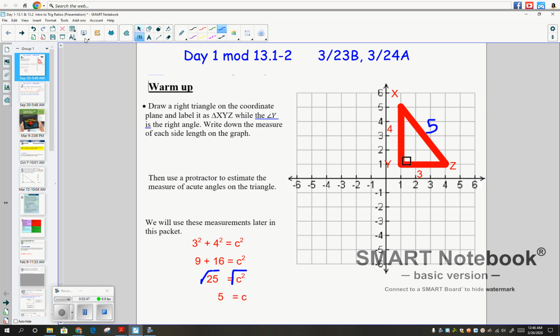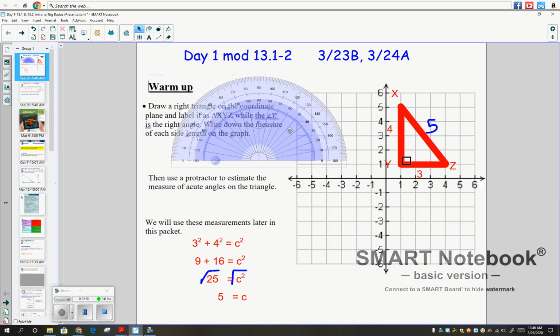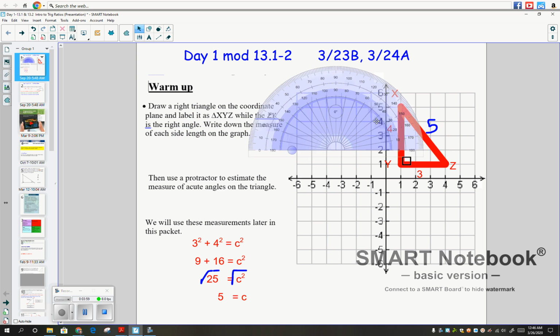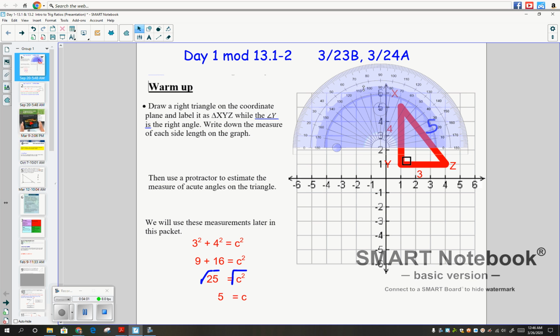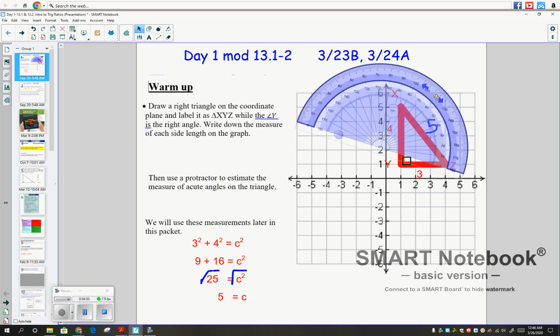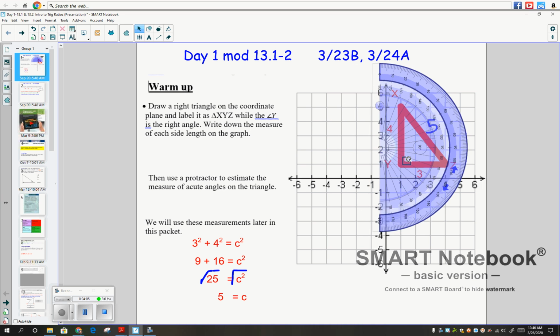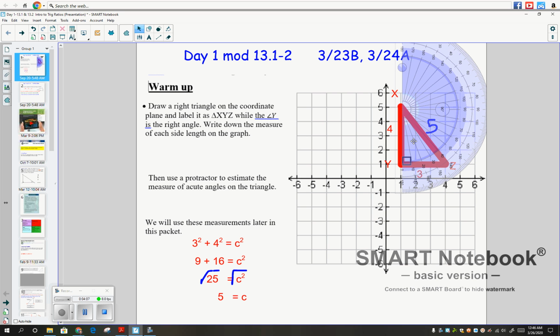Then it asks me to use a protractor to measure the angles. If you have a protractor at home, you can get it out and use it. If you do not, it might be beneficial for you to get one as we proceed through our online learning. So I'm going to turn my protractor straight up and down, measure angle X. My lines are pretty thick here.